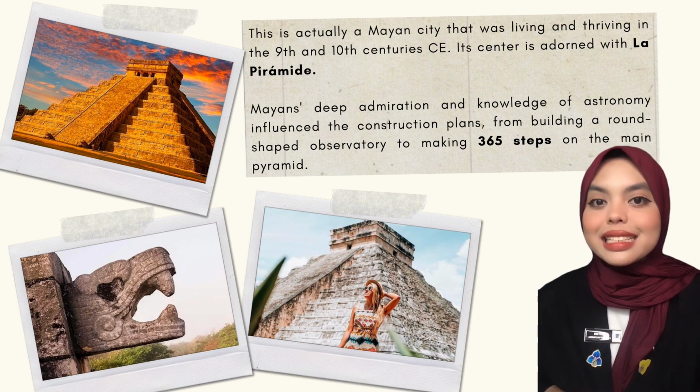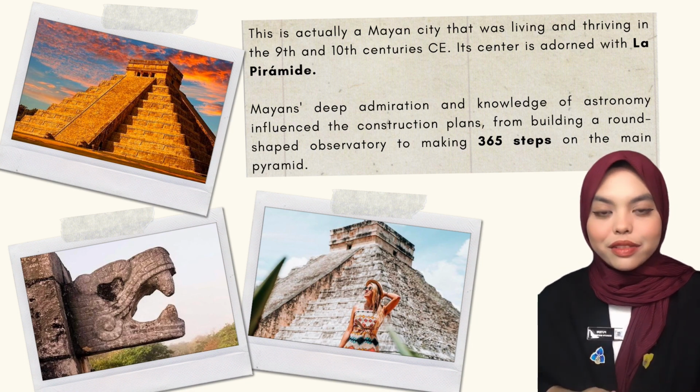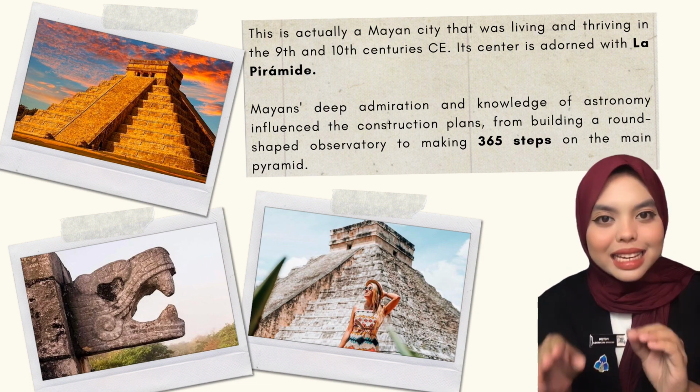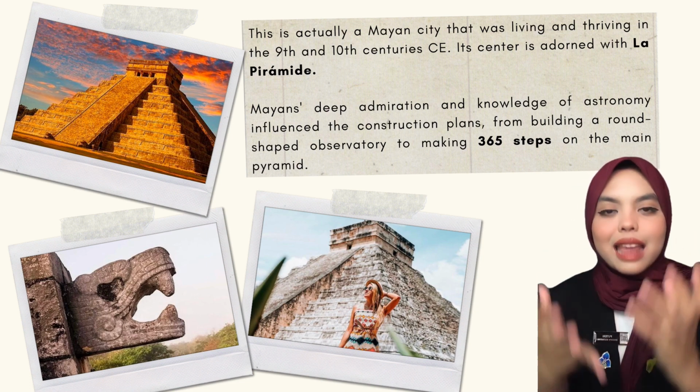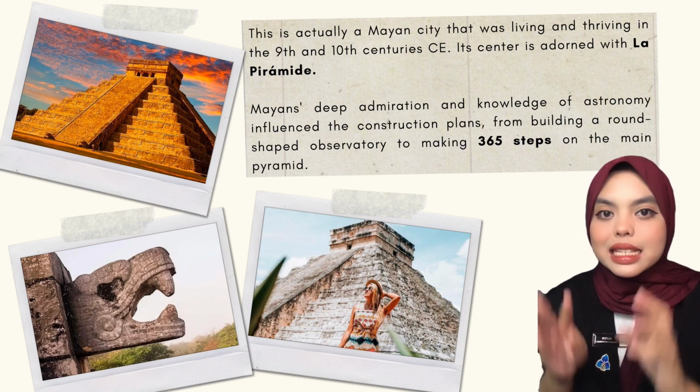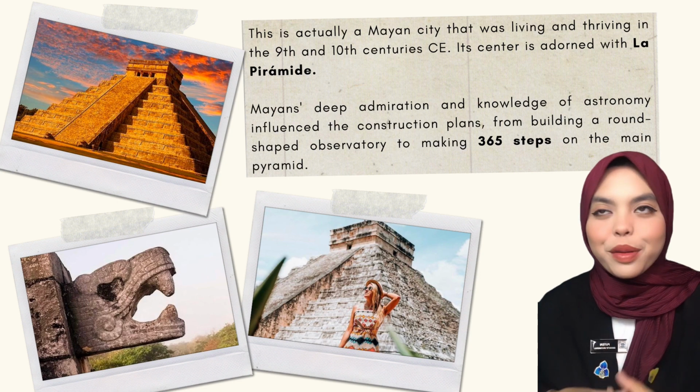The next one is Chichen Itza. It is believed that Itza stands for water magician. Actually, this is a Mayan city that was living and thriving in the 9th and 10th centuries CE. Its center is adorned by the El Castillo pyramid.